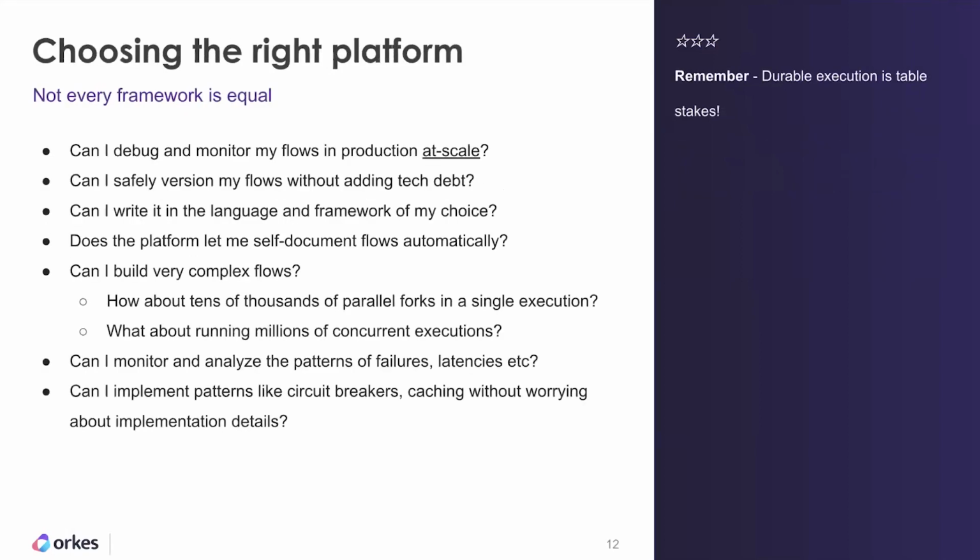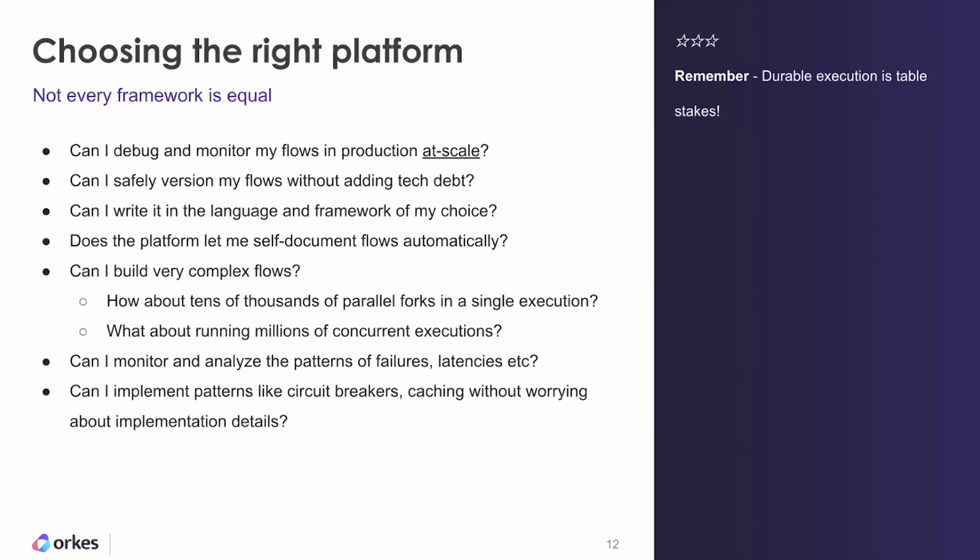But just like everything else in life, right? Not every framework is equal. There are things that you want to consider when choosing the right platform. The first thing is, can I debug and monitor my application flow, and not at an isolated level, once or twice? I should be able to do that at scale. If I am running hundreds of millions or even billions of flows every day in a production environment, can I pick the ones which have failed in a few seconds and find what's going on there, right?